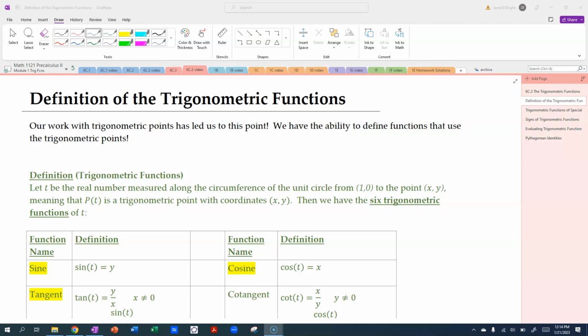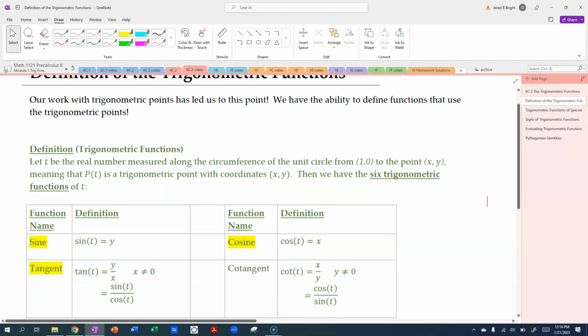Welcome. In this video series, we're going to look at the trigonometric functions. The premise is that we've talked about trigonometric points already, and so now we're ready to move on from there. As you can see, the start of the trigonometric function definition is here. There's a little bit more down below. But when we talk about trigonometric functions, we're talking about using the trigonometric points.